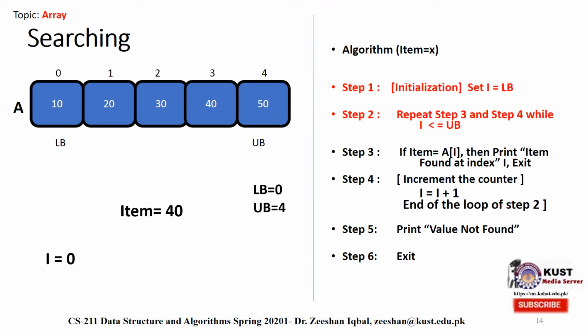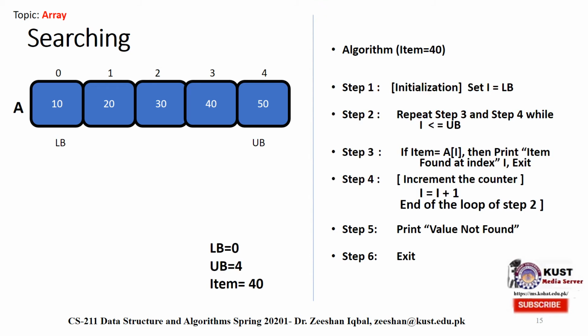Here we can see that the loop is true, so we have to repeat step 3 and 4. In step 3, if we put the values in the if condition, that is item is equal to 40 and A of 0 contains 10, which are not equal. So the if condition will be false here, and we will move to step number 4. In step 4, we will increment the ith value by 1 and move back to step 2 until the loop is false.